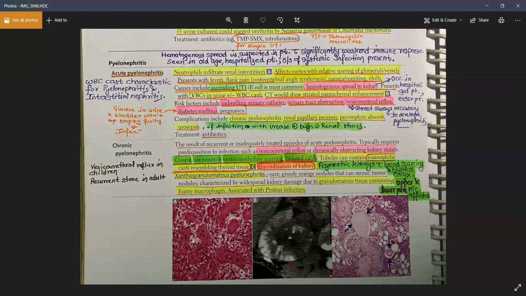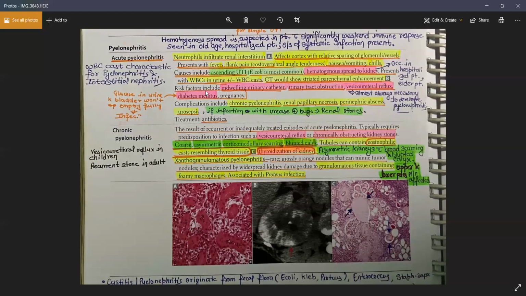The patient will have WBCs in the urine. WBCs in the urine can also be seen in cystitis. But along with the WBCs, the patient will also have WBC casts. And that is an important thing. Whenever you have a cast, that means it is a kidney pathology. When you perform a CT of the patient, you can see parenchymal enhancement. As you can see, this is the parenchymal enhancement that you will see on the CT of the patient.